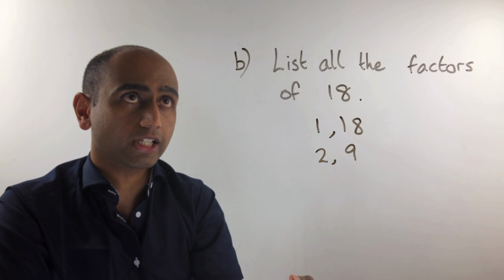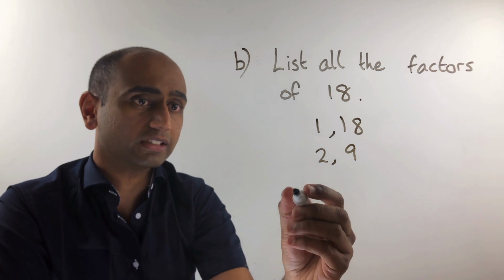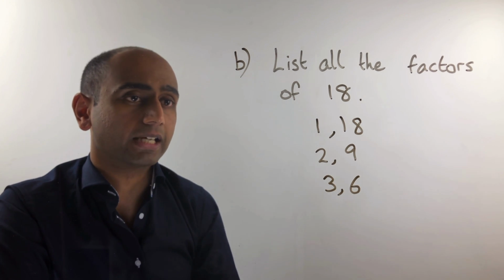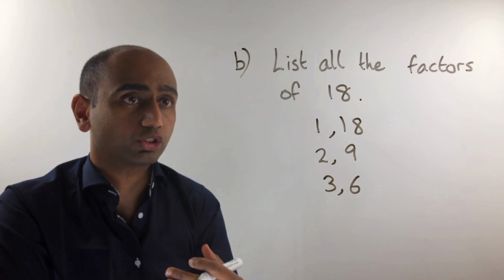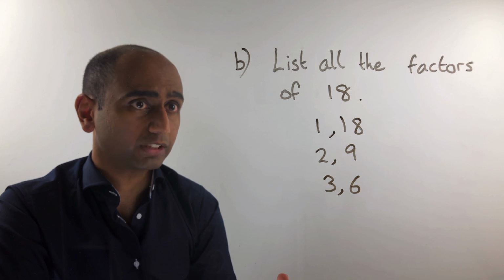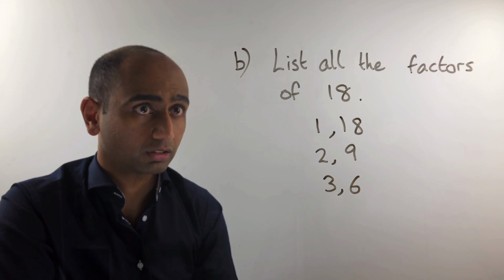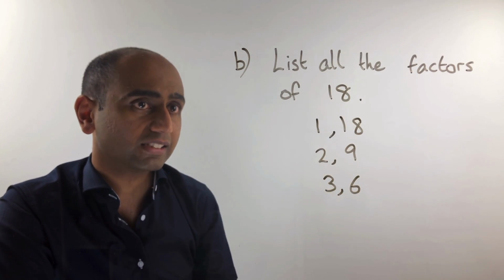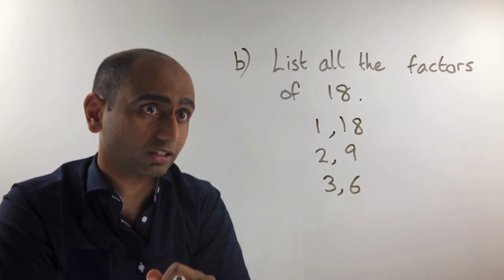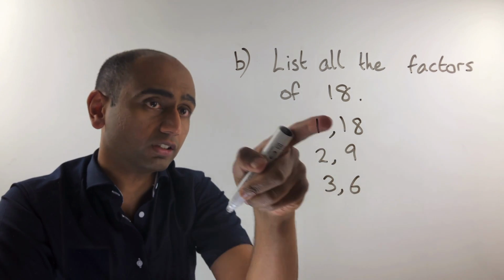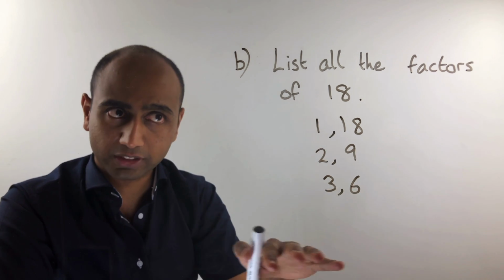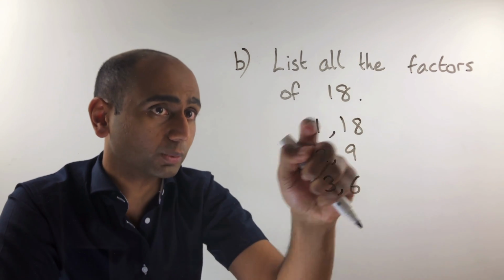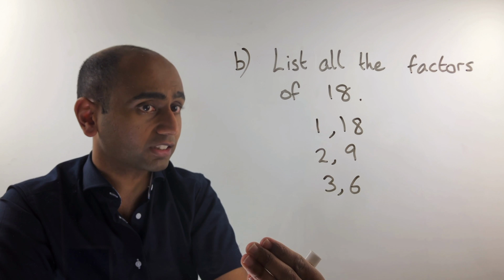After 2, let's try 3. 3 goes into 18 6 times. So 3 and 6 are a factor pair. After 3, we need to try 4. Does 4 go into 18? No, it doesn't. 4 goes into 16 and then it goes into 20, but it doesn't go into 18 exactly. So 4 is not a factor. Let's try 5. Does 5 go into 18? No, it doesn't. 5 goes into 15 and then it goes into 20, but it doesn't go into 18. So 5 isn't a factor.